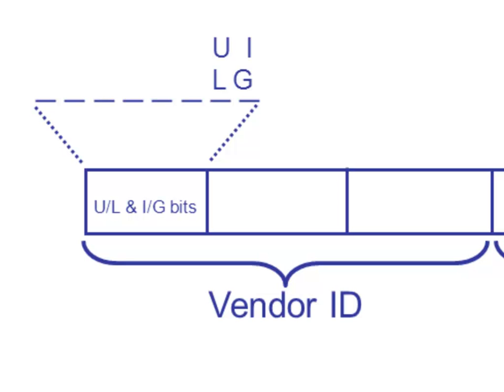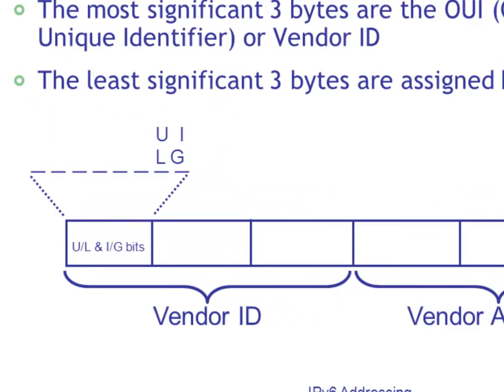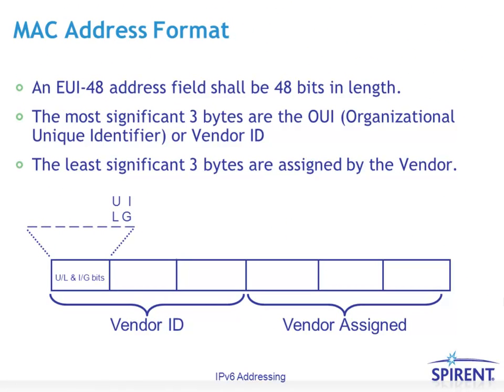Well, the second least significant is the UL bit, universal or local, meaning is this a burnt-in address? Is it universal and not duplicated anywhere in the world? Or is it configured through software, meaning that it's locally administered? Keeping in mind that this second least significant bit of the most significant byte is actually the bit that gets flipped when you map down an EUI-48 address to an EUI-64 address, as discussed on the previous slide.